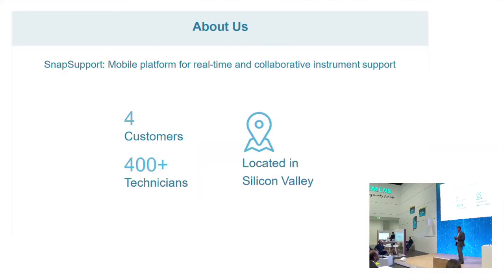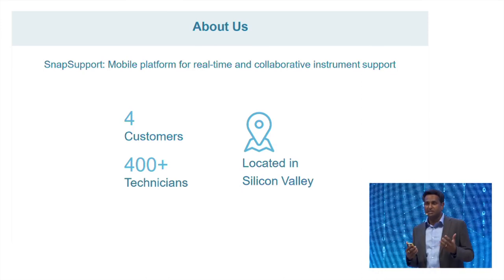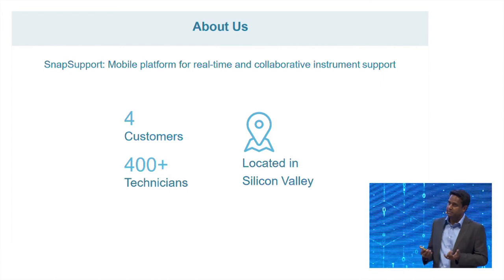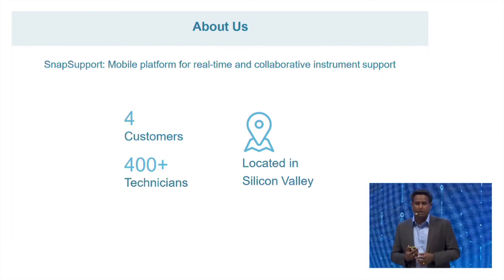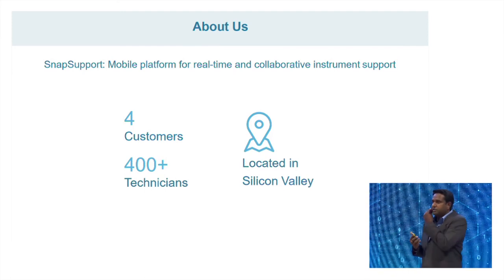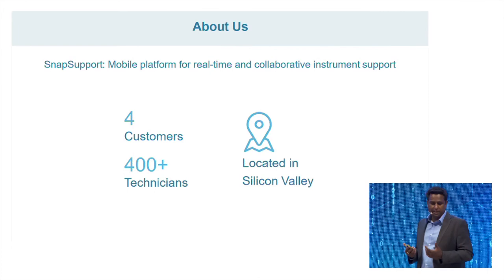So our solution is smart tickets. It's basically an intelligent ticketing system for equipment support. Our company is called Snap Support, and we started as a real-time and collaborative support system for instruments. We have four customers, including customers in life sciences and telecom, and there are 400 technicians using the system on a regular basis. We are located in Silicon Valley in California.